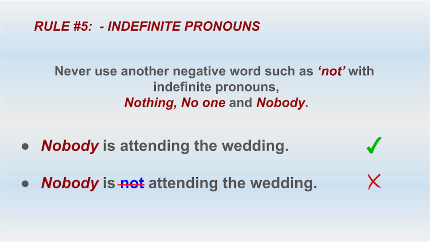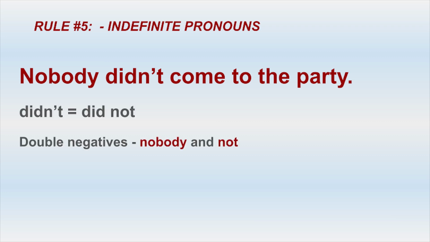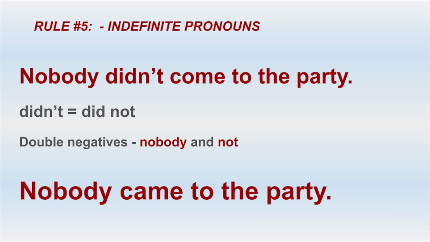So now we can look at our thumbnail question. Nobody didn't come to the party. That sentence is incorrect because we cannot use nobody with the negative word not. Didn't is the contraction of did and not. The correct sentence is nobody came to the party.